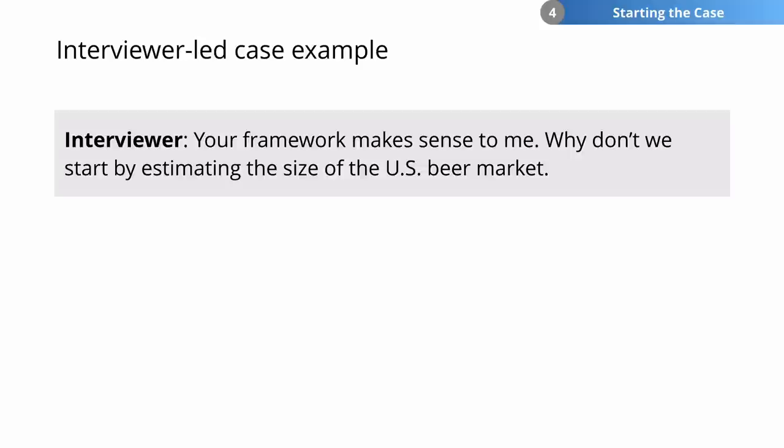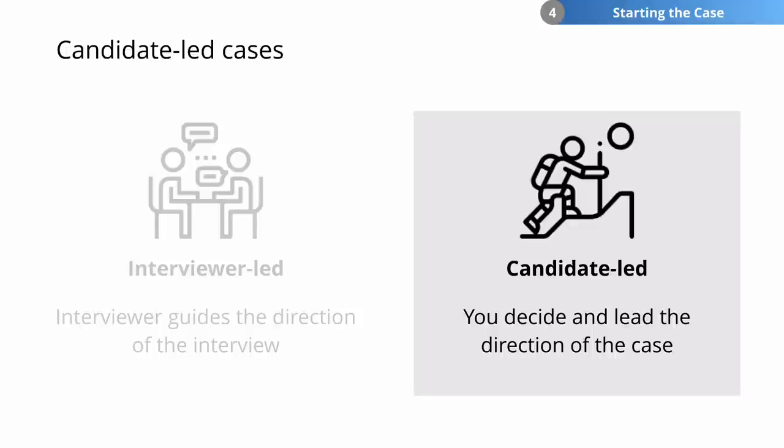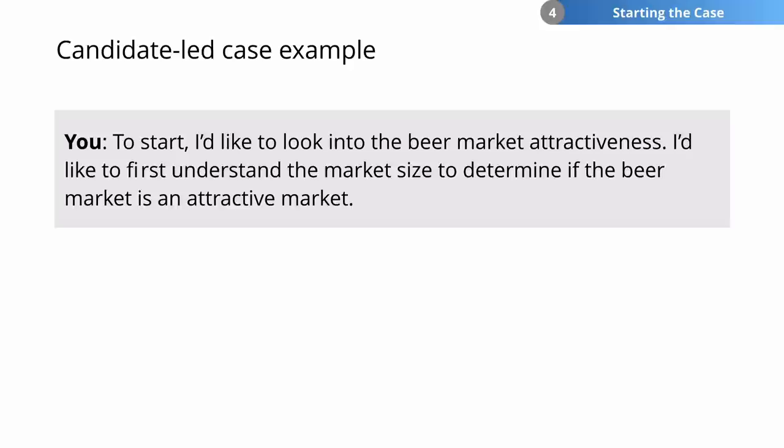If this is a candidate-led case, you will be expected to propose an area to look into. There is no right or wrong answer as to which area to start first. So, feel free to propose any area of your framework as long as you have a reason for it. You could say something like the following: "To start, I'd like to look into the beer market attractiveness. I'd like to first understand the market size to determine if the beer market is an attractive market." If you end up picking an area that the interviewer does not want you to explore, they will redirect you to an area that they do want you to explore.